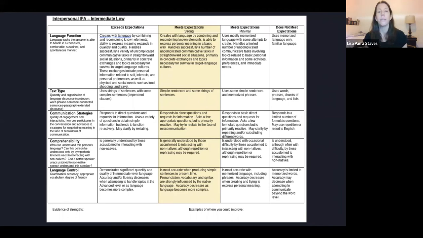So I'm using this in order to communicate to the students and communicate to myself and anyone else that might see this rubric or might see the grade book where I'm recording this, communicating the students' strengths and the areas for growth. Okay, Grant.